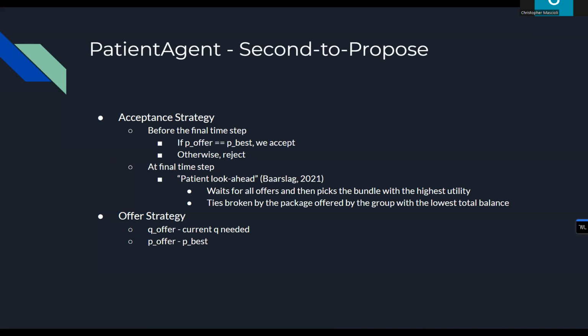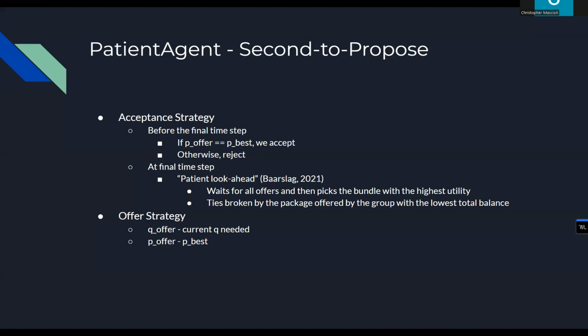And then at the final step of the negotiation, PatientAgent just uses a patient look-ahead strategy. That means that it's just going to wait for all offers, and it's going to pick the bundle of offers that provide it the best utility. If there's a tie, it tries to pick the bundle that has the opponents doing the worst, so with the lowest balances at the time of the offer, and that's just to prevent agents on the other side doing significantly better. So it just checks the balance to make sure that we're not rewarding a particularly successful agent when there's a tie.